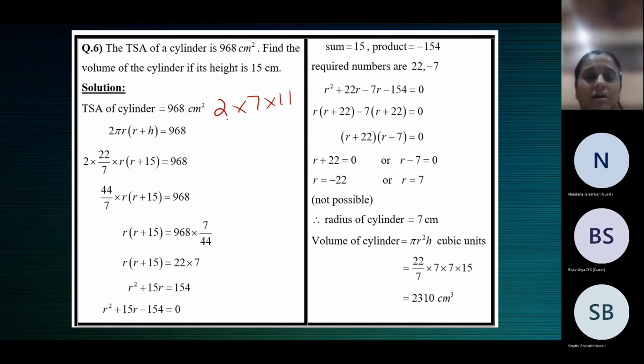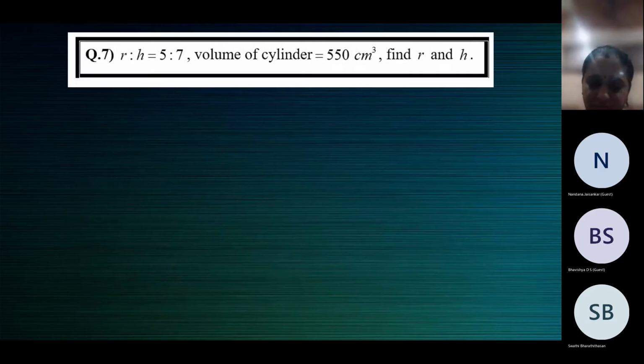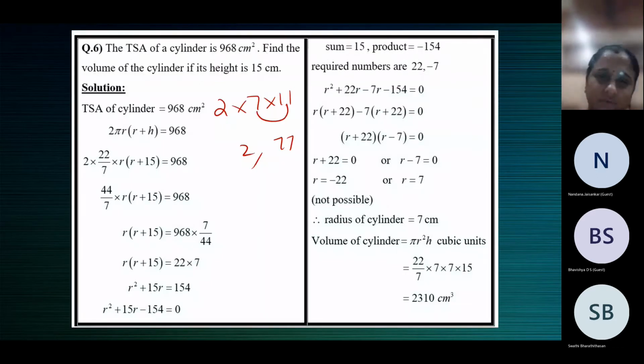Now let's try 7 into 11, 77 and 2. See, I've made 2 numbers now. Am I clear, children? Yes, ma'am. Now, when you multiply 77 and 2, you will get 154. Forget minus 154 for now; we'll fix the signs later. But 77 into 2 will give you 154. We are worried about the sum. When you add or subtract 2 and 77, can you get 15?